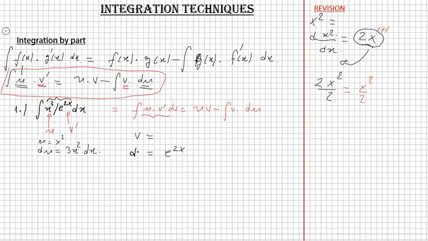So here we have dv, and then to get v, we're going to need to integrate this function here. So v is equal to the integral of e to the power of 2x, which gives e to the power of 2x divided by 2.